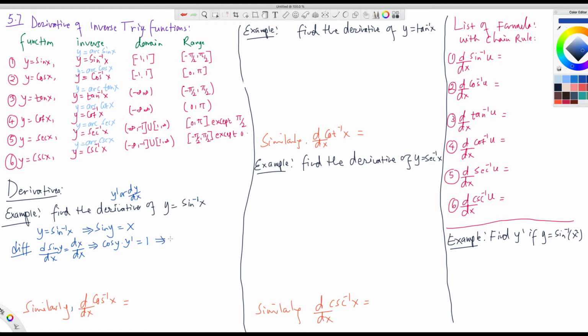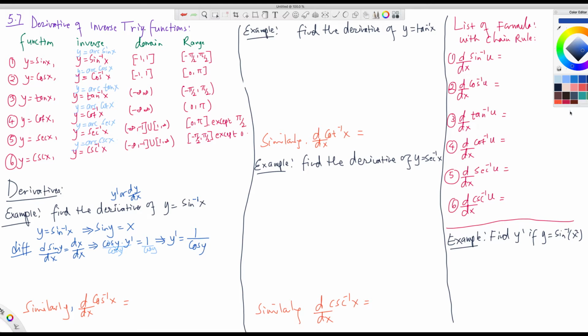So y prime is how much? You divide both sides by cosine y. If you divide by cosine of y, it cancels out, so basically you get y prime equals 1 over cosine of y. But your question is given as y equals sine inverse x. y is defined explicitly in terms of x, and I don't want to write y prime using y, I want to write it using x.